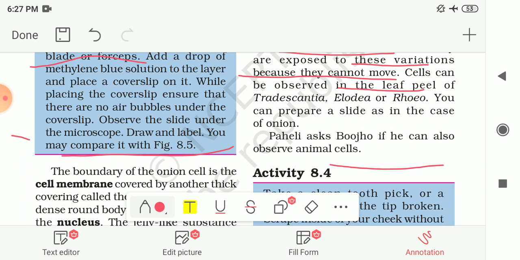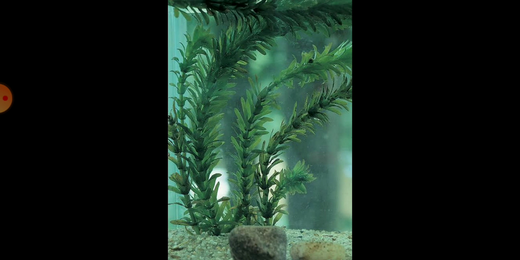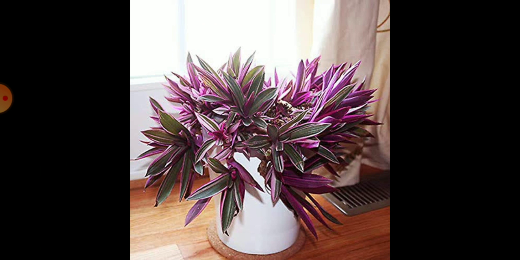Paheli now asks Bujho if he can also observe animal cells. For that, the next activity is given to you. Before that, let us see how these different plants look. This is the picture of Tradescantia. Next, this one is Elodea. It is an aquatic plant which grows in water, and this one is the Rhoeo plant. From the leaf peel of these leaves you can observe the plant cell.